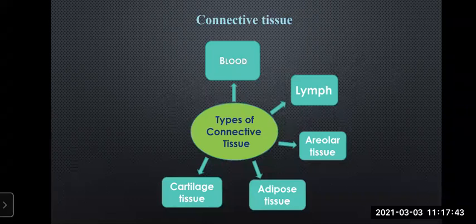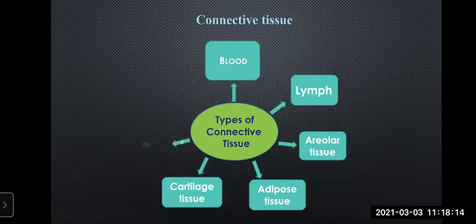Now, we all know the shape of our ears, the shape of our nose, it is all maintained because of the cartilage. So the function of cartilage is to provide support, to provide shape to the particular organ, and it also helps in providing lubrication during the movements of the joint.